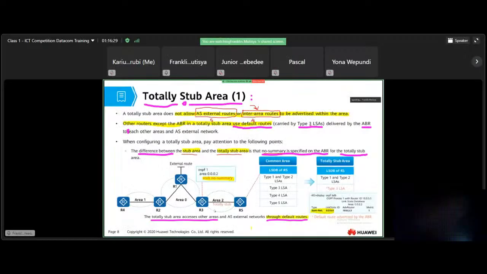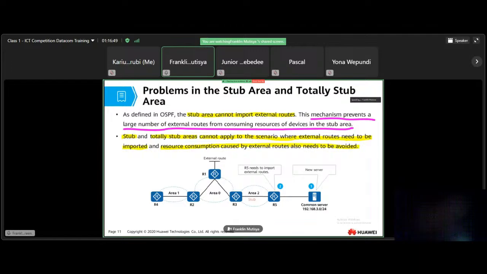So to configure a total stub on the ABR, we do it on the ABR. So you want to specify this as a total stub, you configure the ABR. So you go to the OSPF process of the ABR, then you say stub no-summary command. Hope that is clear. Now let's look at problems in the stub area and total stub area.